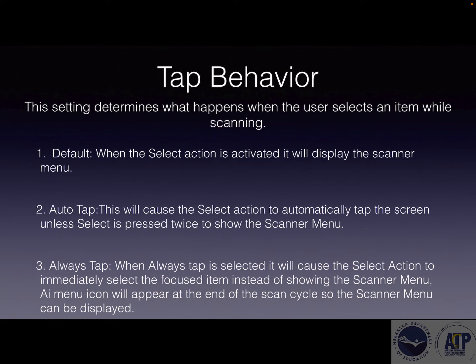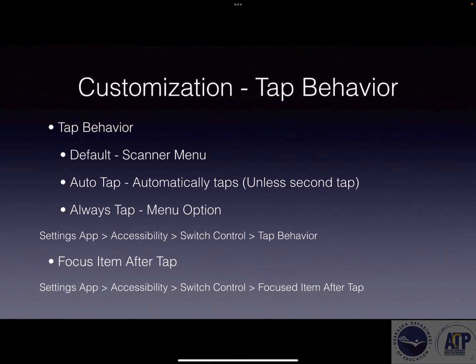If you need to get to some of the menu items, they're going to show up in the bottom part of the screen. That will allow you to still get to those menu items, but it will do that always tap. So if you want to do the customization of tap behaviors, you're going to find tap behavior under default scanner menu. You'll see default, auto tap, and always tap available under tap behavior. And then also focus item after tap. Where do you want that next item to pop up when you hit your switch again?